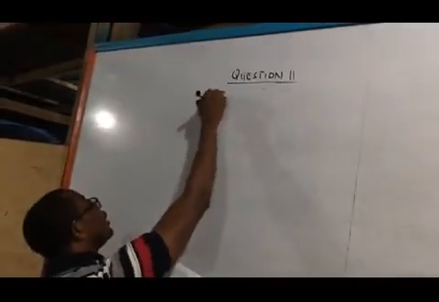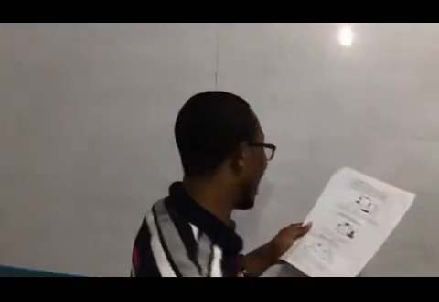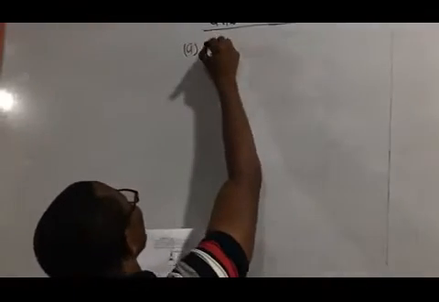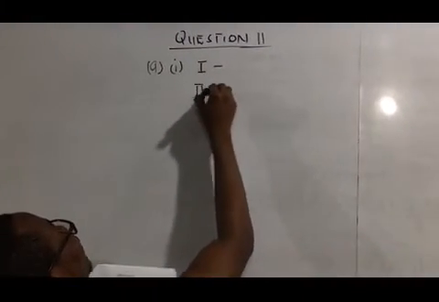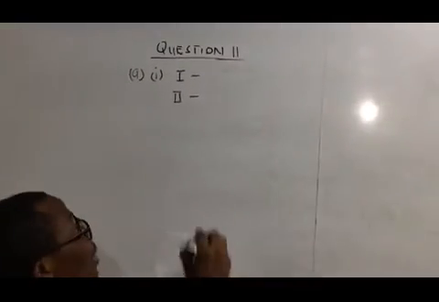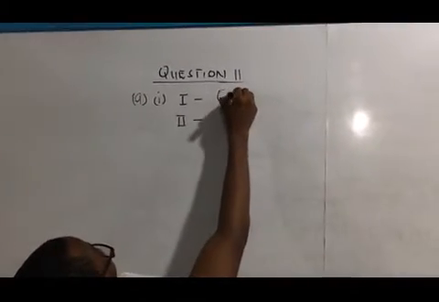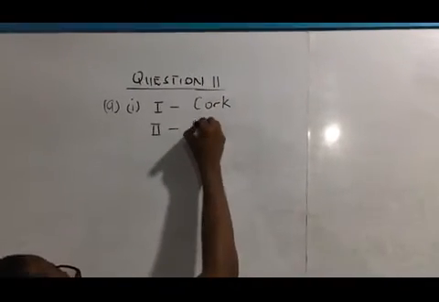Question 11a. It says the setup below is used to test for a gas in the laboratory. And then I is asking to label the parts I and II. So for A, I, we are labeling the part I and then the part II. The part labeled I is the cork, and the part labeled II is the delivery tube.